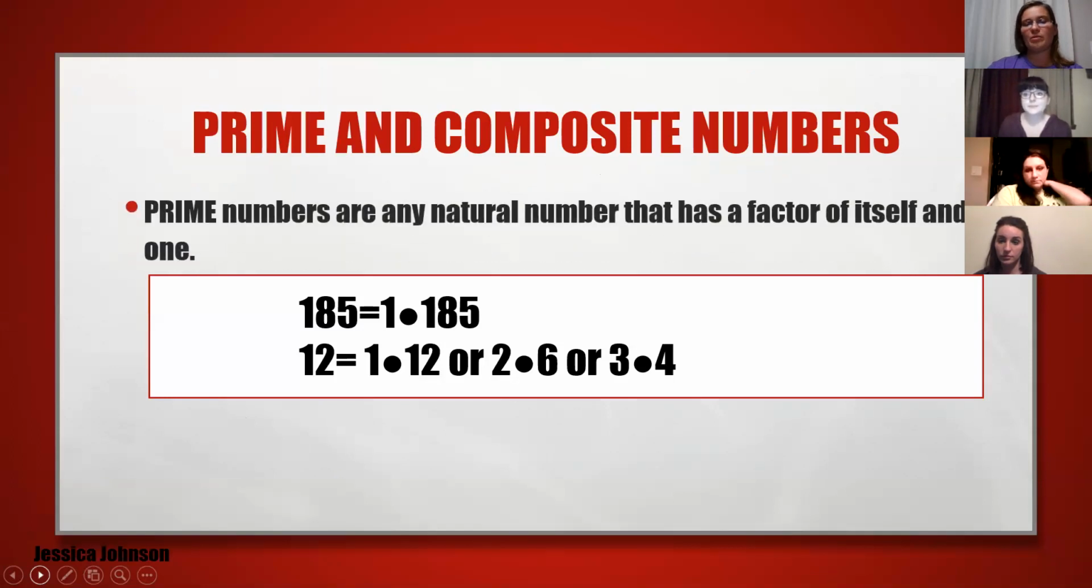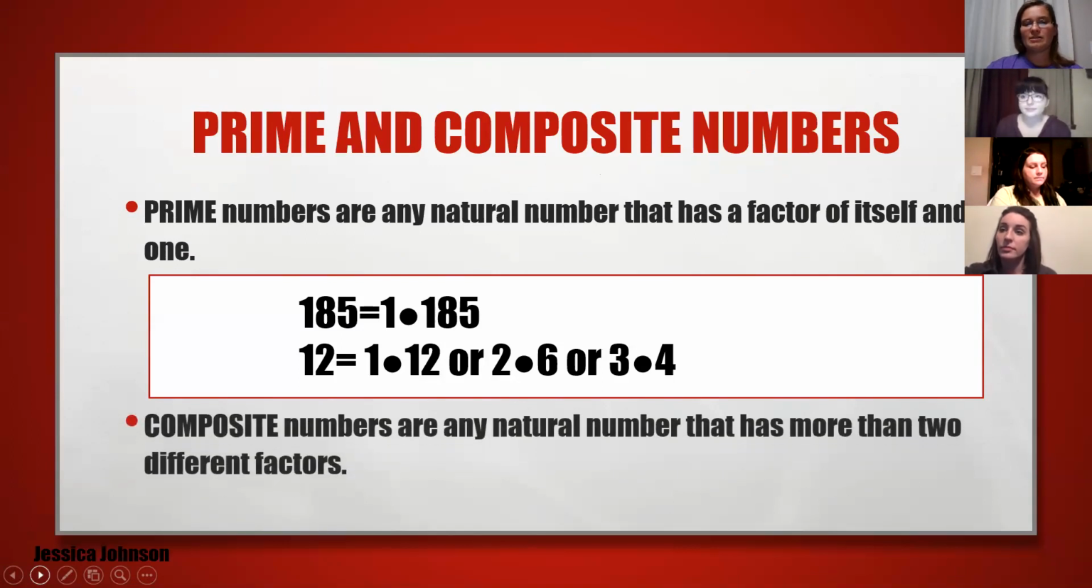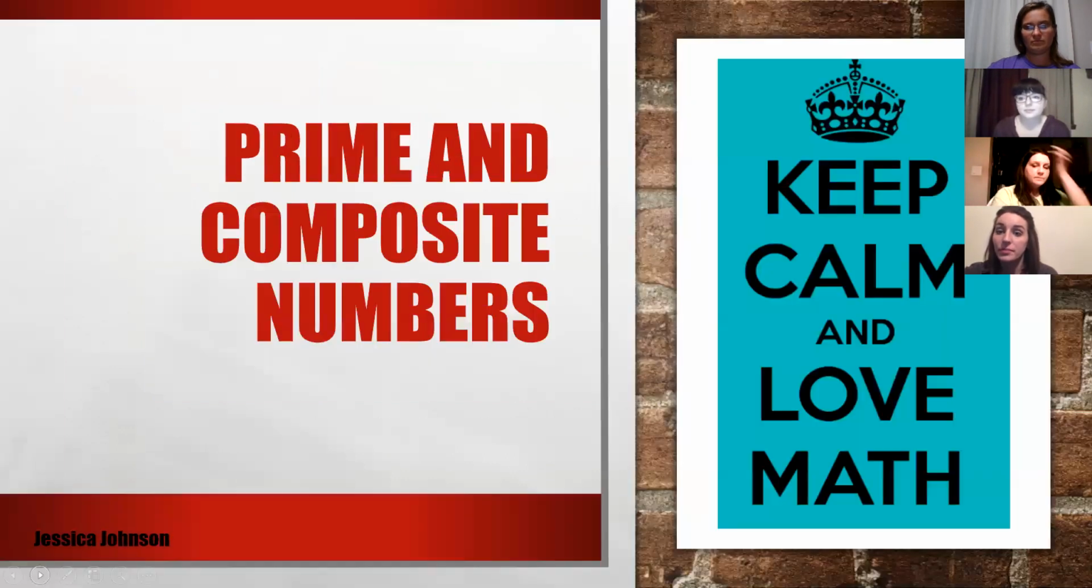Amanda, what is a prime number? A prime number is any natural number that has factors of only itself and 1. Taylor, what is a composite number? Composite numbers are natural numbers that have 2 or more different factors. Good job, guys. In closing, I hope you have a better understanding of factors, multiples, prime numbers, and composite numbers. Remember, keep calm and love math.